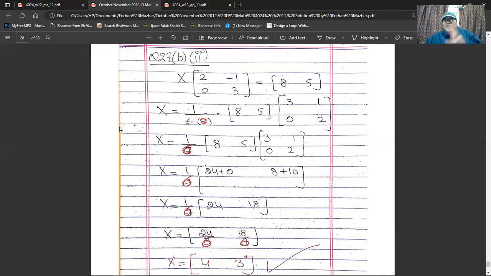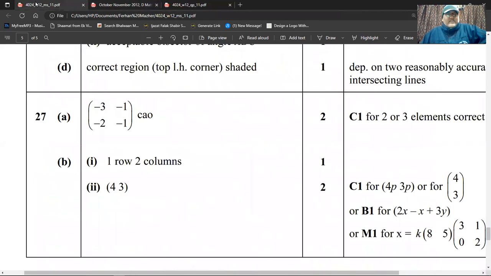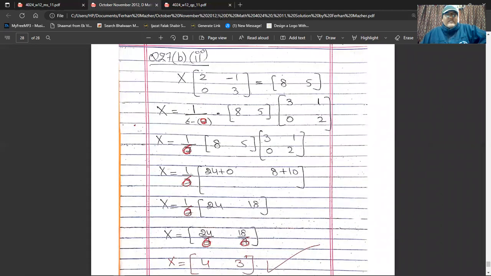So the X value will be, I hope you can see the whole thing together now. That will be 4 and 3. It's a little tricky thing. 4 and 3 is the right answer, sir. So this will be the value of X. This is how you find it.